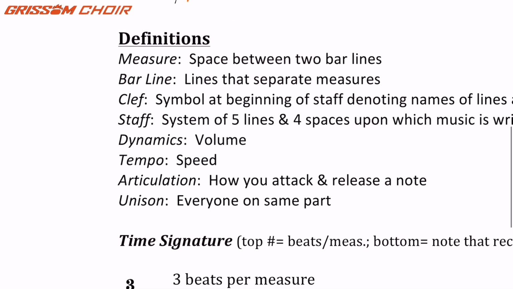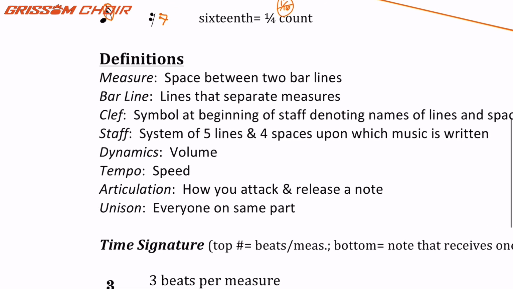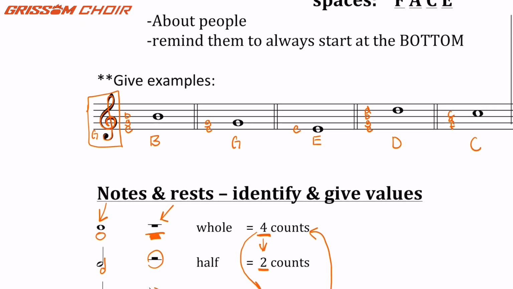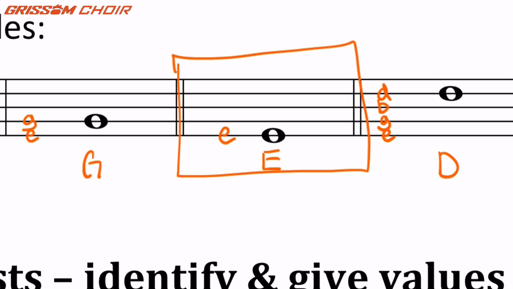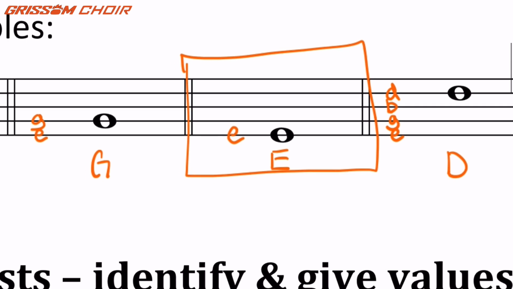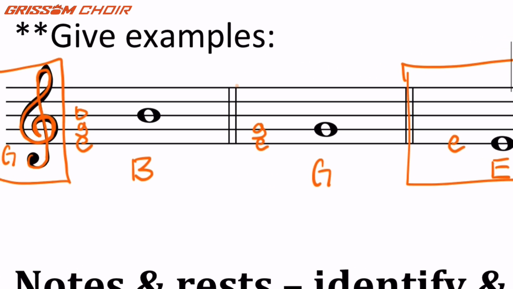Let's go on to some definitions. A measure is the space between 2 bar lines. So if we scroll up to these examples, this right here would be a measure. Likewise, a bar line is what separates each of the measures.